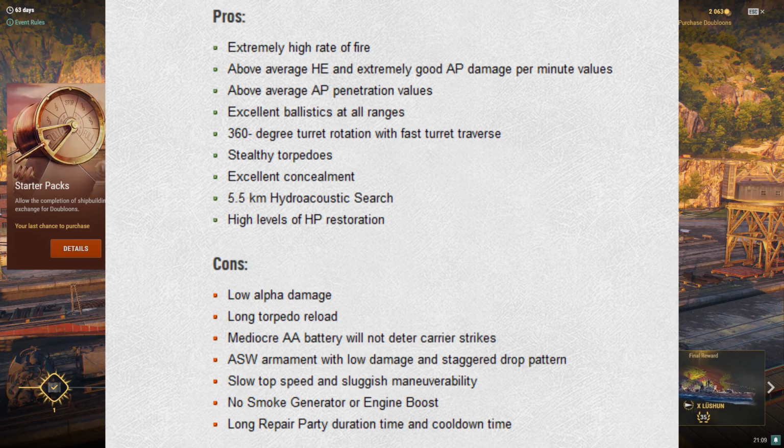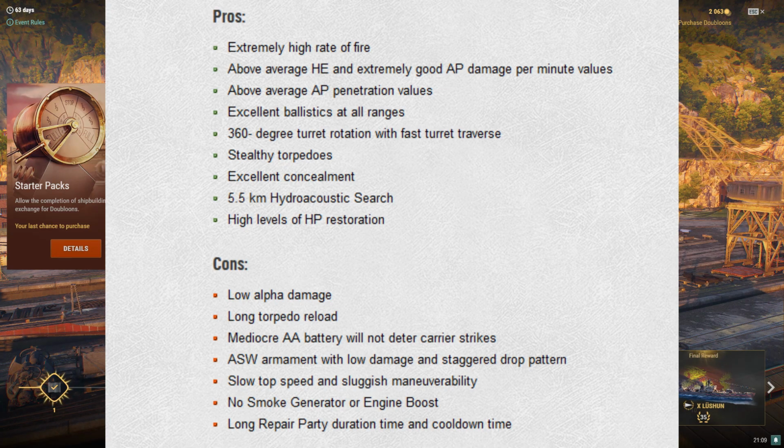That almost sounds like the Lambos Katsonis. No smoke generator and engine boost. So that is definitely a pain. If you get caught out, you are not going to be able to disengage and go dark. So that's why I think they emphasize it's more of a defensive play.